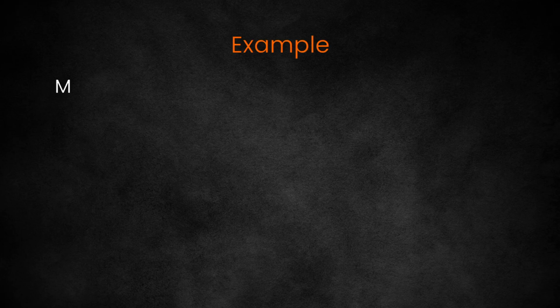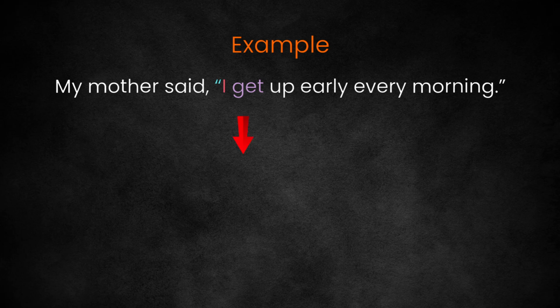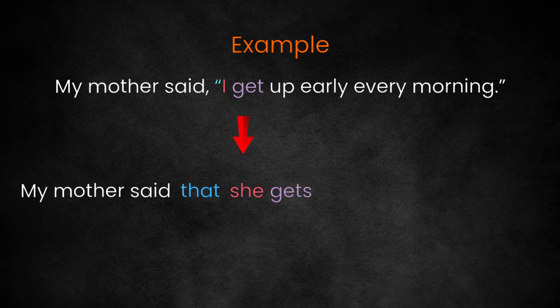Direct speech. My mother said, "I get up early every morning." In this case, "my mother said" remains unchanged. The quotation marks are replaced with that. The pronoun I changes to she to match the subject. The verb get becomes gets to agree with the subject.